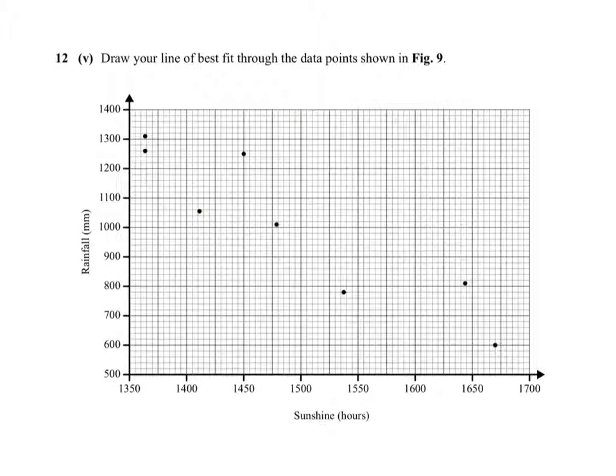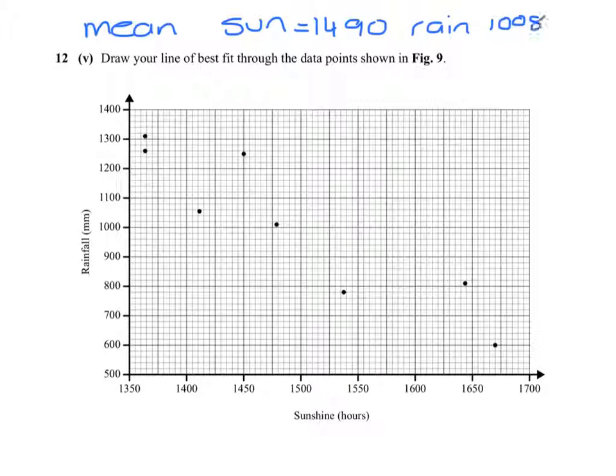We're asked to draw a line of best fit. First thing we need to do is work out the means, and the mean for the sunshine is 1,490 and the mean for the rain is 1,008. To draw the line of best fit we've got to mark this point on, so there's 1,490 and 1,008 will be here, so plotting that point roughly there. The line of best fit must go through that point. I don't have a ruler tool, so I can't draw an accurate straight line. Make sure in the exam you use a ruler and it goes through the mean values.